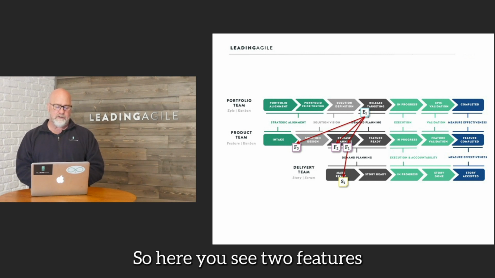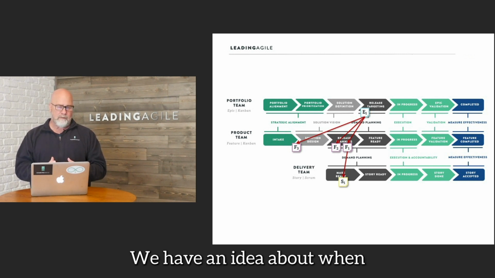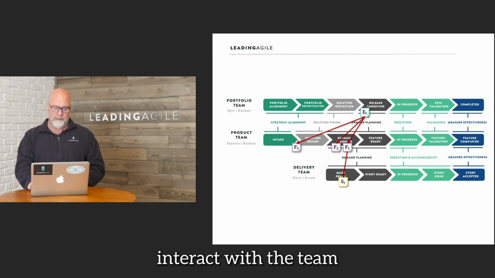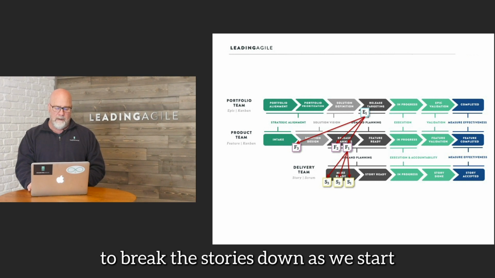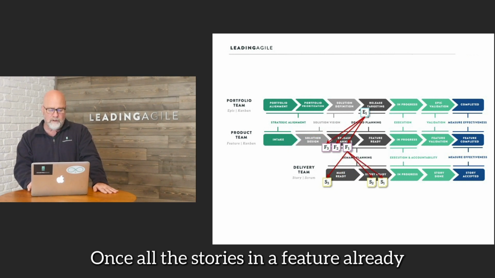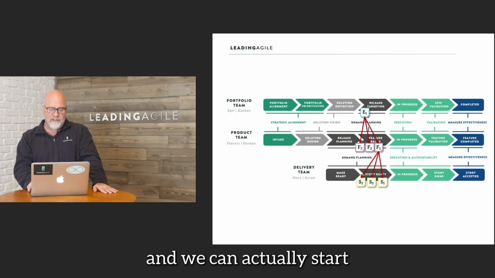So here you see 2 features in release planning, and we're breaking the stories in those features down to begin to make them ready. The epic has been targeted for release. We have an idea about when we're going to deliver it, and we're starting to now interact with the team to break the stories down. As we start to finish stories and get stories ready for consumption, once all the stories in a feature are ready, that feature moves over to feature ready, and we can actually start building that epic.